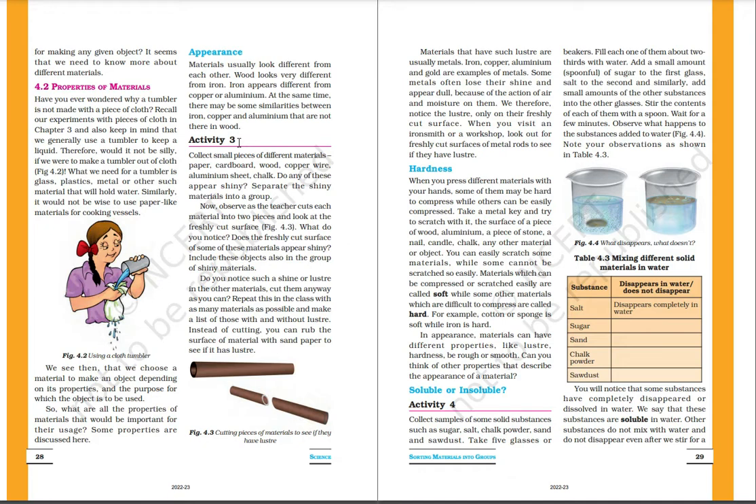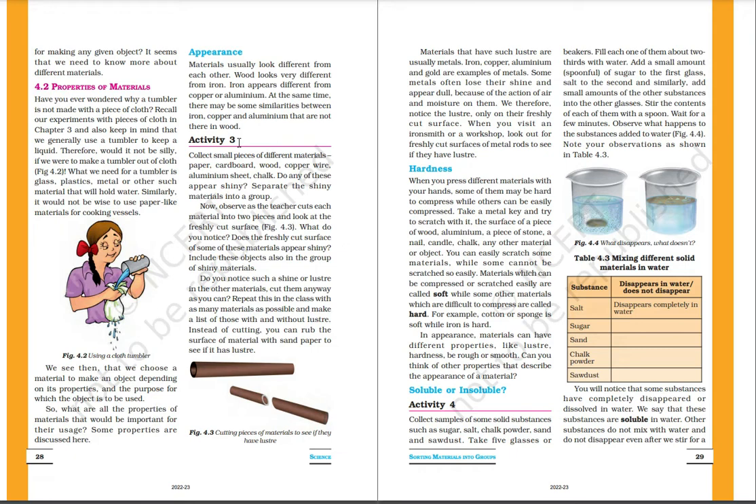Did you notice such a shine or luster in the other materials? Cut them as far as you can. Repeat this in the class with as many materials as possible and make a list of those with and without luster. Instead of cutting, you can rub the surface of the material with sandpaper to see if it has luster. Materials that have such a luster are usually called metals. Iron, copper, aluminum, and gold are examples of metals.